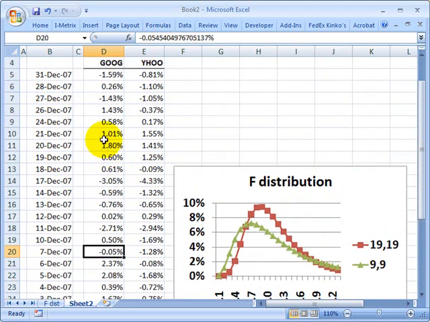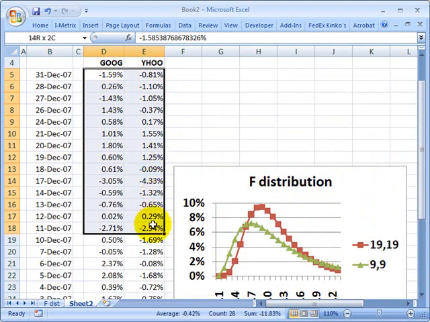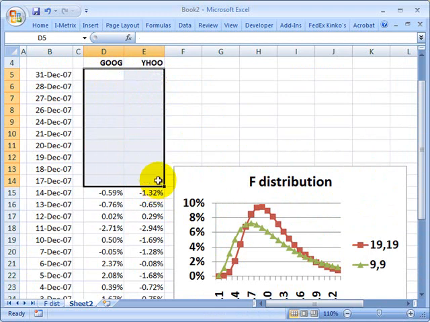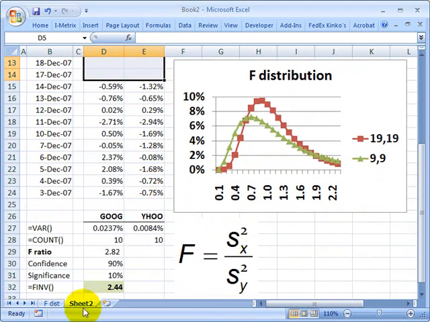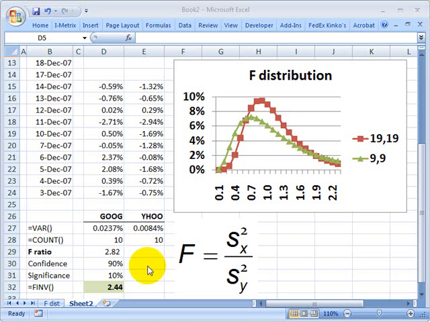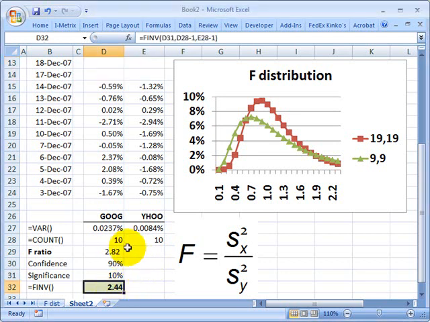Let me do one other thing here and just erase, for example, say 10 of the daily returns, and then I'll come back down here, and now I've got a different set of numbers. And so by the way, I went to 10 observations each. That means I now have 9 degrees of freedom for the X and the Y, and so that's why I have another distribution here. The green line characterizes 9 degrees of freedom for each over here, so it's got a different density. And my critical F value is 2.44. It's actually off here to the right where we can't see it.